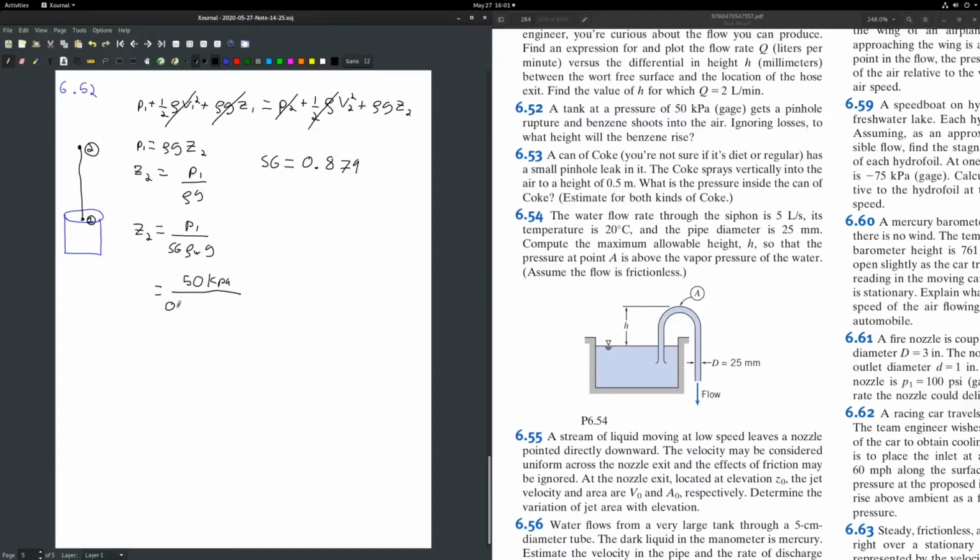And now that we have all the variables, we could find the height of the benzene, so 50 kPa divided by 0.79 times the density of water times gravity, and this gives us, keep in mind that kPa is going to have to be converted into pascals if we're all using standard units, and what we get is 5.8 meters.